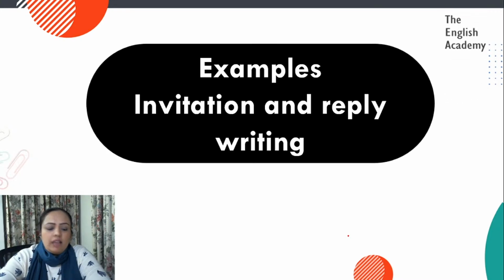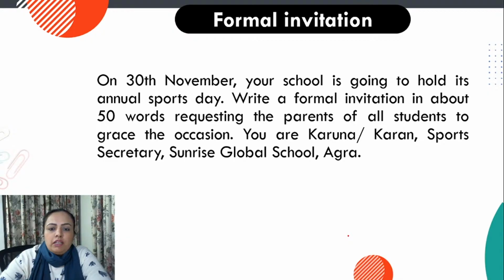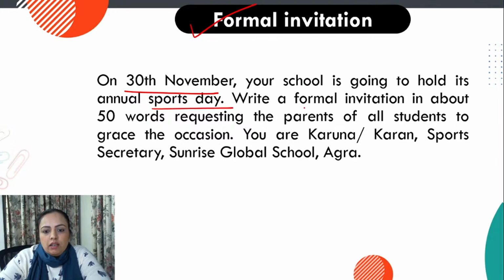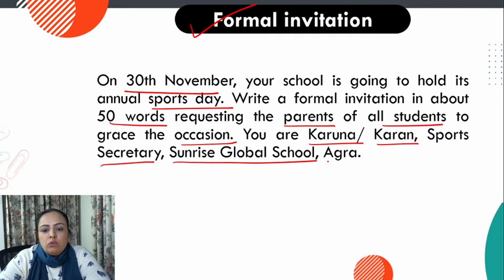Now we see some examples of invitation and reply writing. So the first example is a formal invitation. Question is, on 30th November, your school is going to hold its annual sports day. Write a formal invitation in about 50 words requesting the parents of all students to grace the occasion. You are Karuna / Karan, Sports Secretary, Sunrise Global School, Agra.